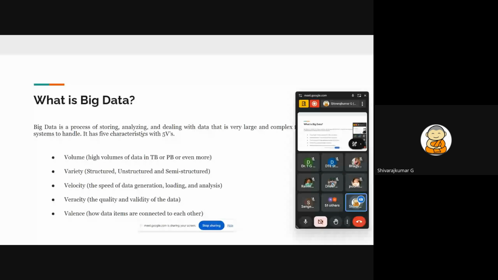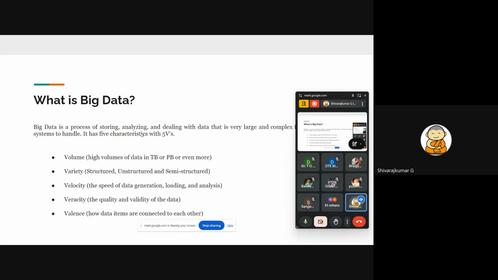The next thing is velocity of the data: the speed of data generation, loading, and analysis. Velocity matters in organizations that handle satellite data, where data is generated continuously and has to be processed, for security concerns, or in banks, where a very large number of transactions happen every minute. Every transaction generates data to be loaded and analyzed, because every transaction is precious. If anything is lost, there is a loss.